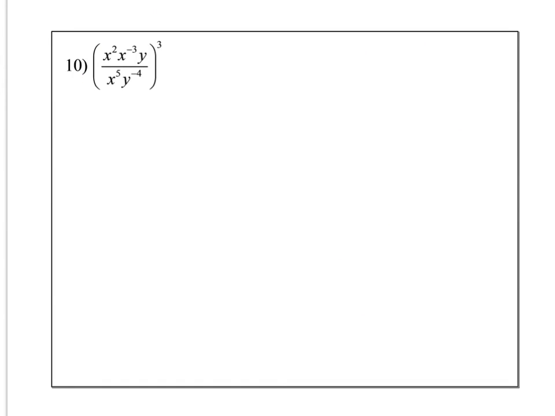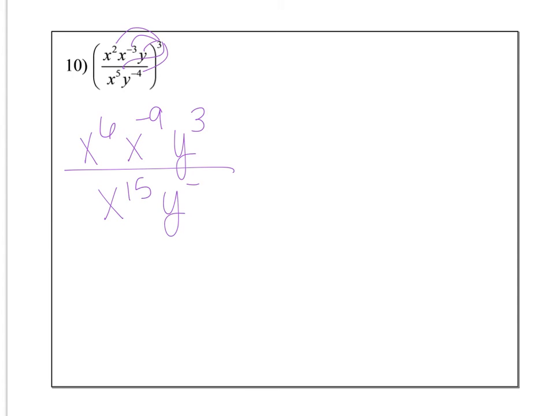All right, so this is the last problem. If we were doing this in class, I would have had you try this one. You can kind of pick where you want to start. You could combine the x's and y's together first. You can distribute first. I tend to just jump to the distributing part, so that's what I'm going to do first. We're going to get x to the 6th, x to the negative 9th, y to the 3rd, over x to the 15th, and y to the negative 4th.